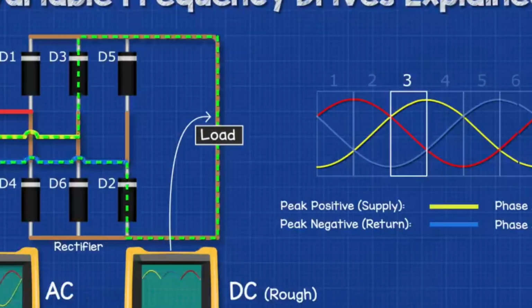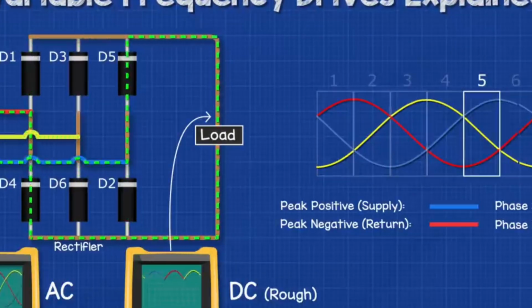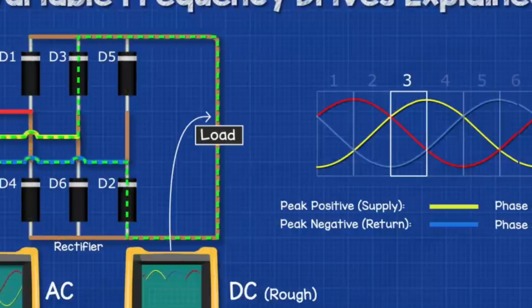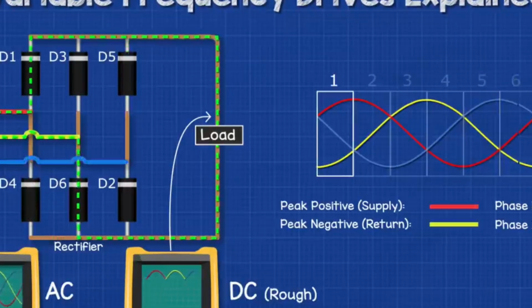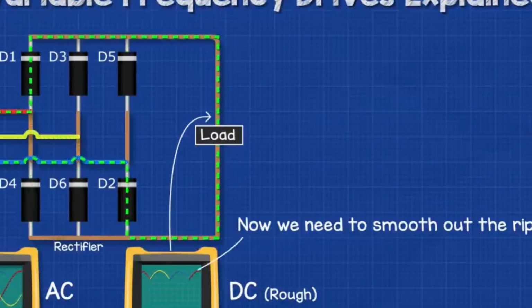The oscilloscope for the 3-phase supply will see 3 sine waves for the AC electricity. But the oscilloscope on the load will see this as a rough DC electricity with some ripples in it. Now we need to smooth out those ripples to clean up the DC electricity.